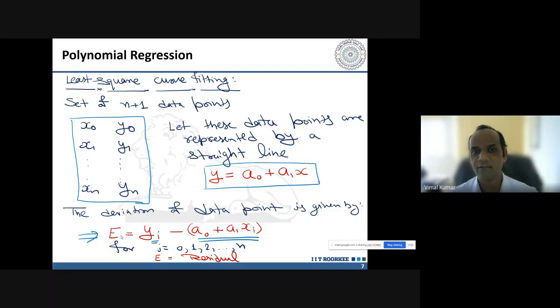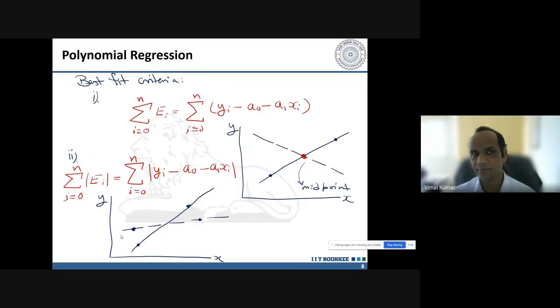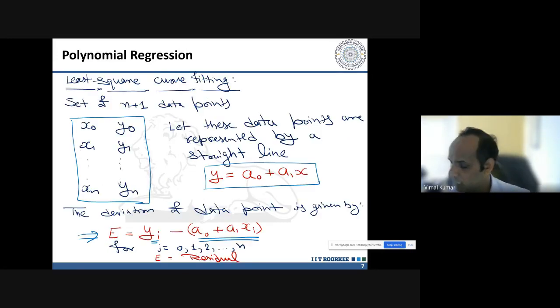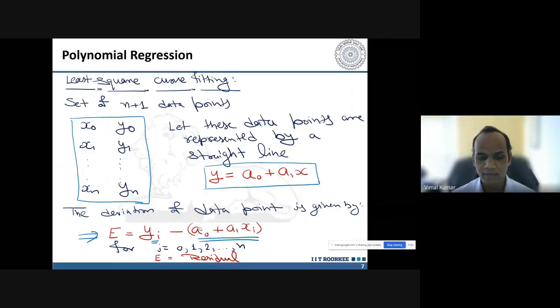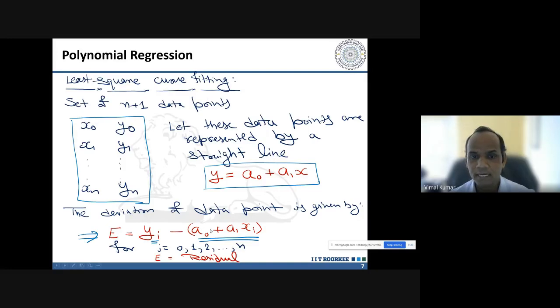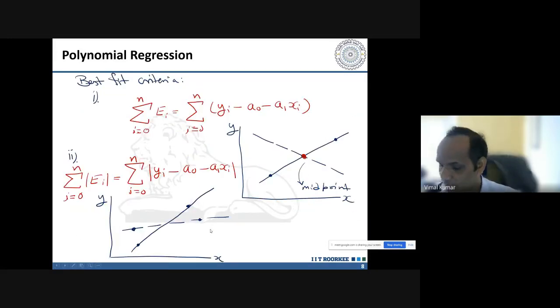For that, if I proceed further, there are different best fit criteria I should look for. First is the same equation which I just showed you, this particular residual equation, E is equal to yi minus (a0 plus a1x). So in the first scenario, the summation of yi minus a0 minus a1 xi. Basically, I open the bracket, so it is minus now.